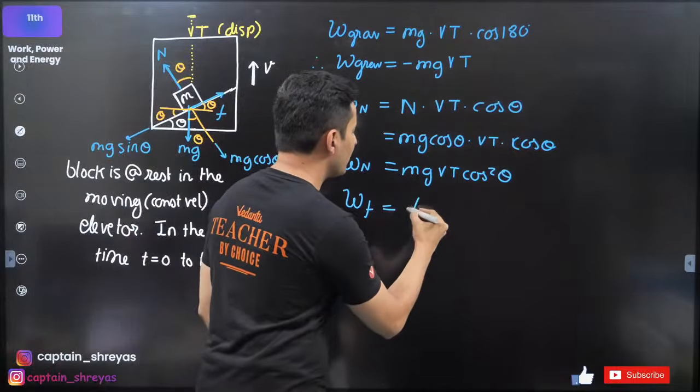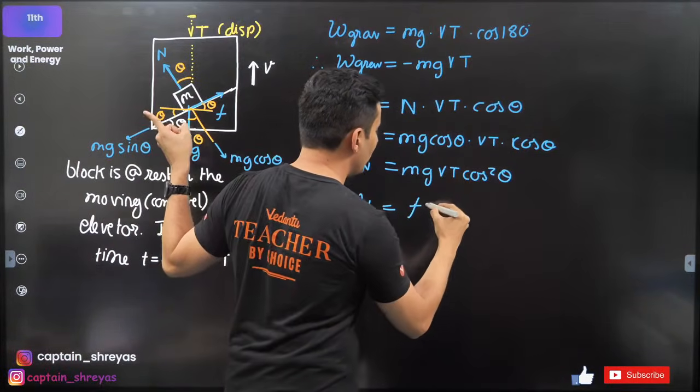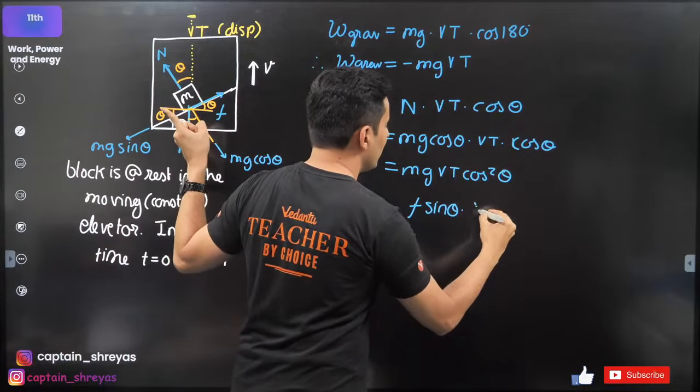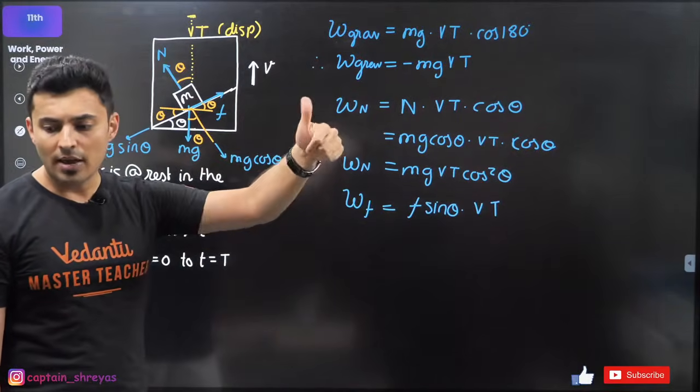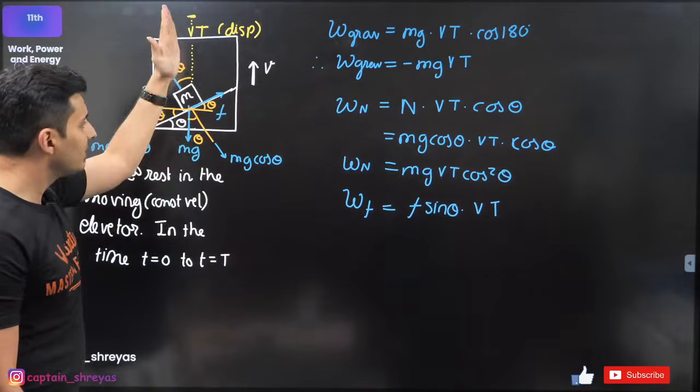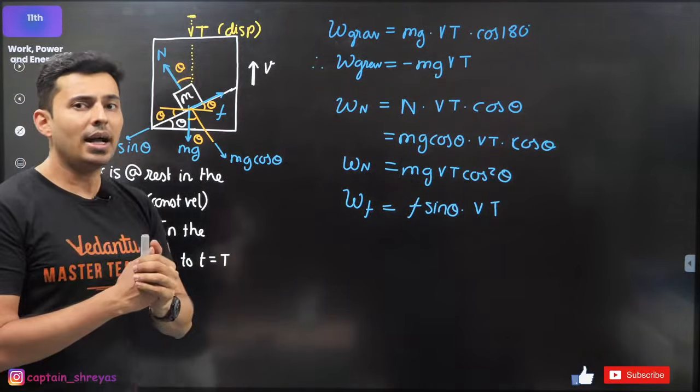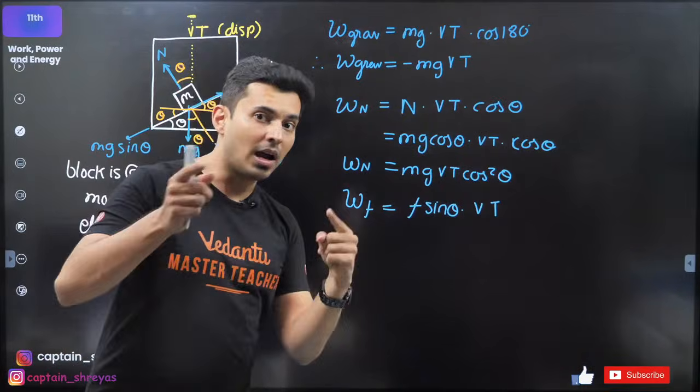So it will be friction's sin theta component into the displacement, which is V into t. Is that clear why it is sin theta? Everybody with me? Very good. Force in the direction of displacement. But wait a minute, I can't leave the answer in terms of friction. I have to solve it.